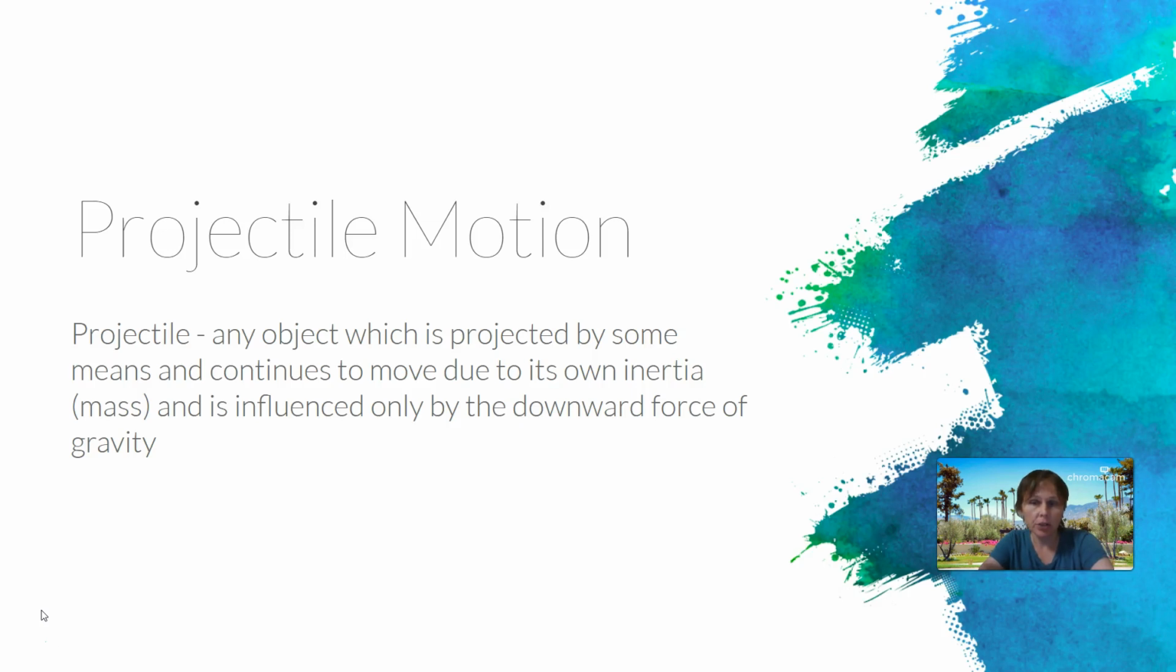What is a projectile? A projectile is any object which is projected by some means and continues to move due to its own inertia or mass and is influenced only by the downward force of gravity. It can be an object that is thrown up, thrown down, thrown horizontally, thrown at an angle, as long as it keeps on moving and only the gravitational force is acting on it, it is called a projectile. Simple, isn't it?